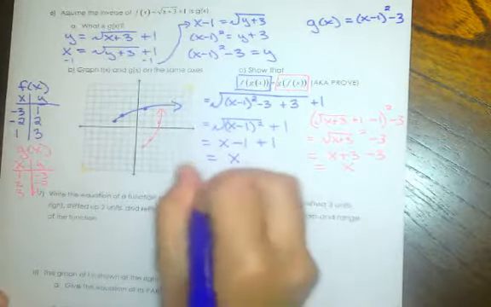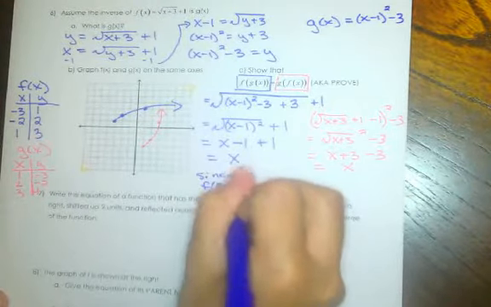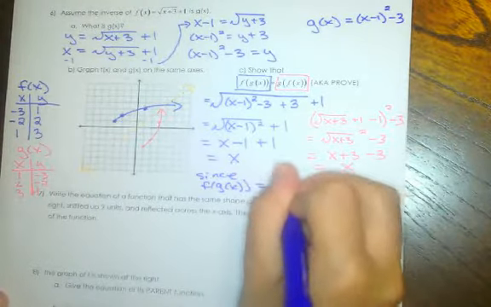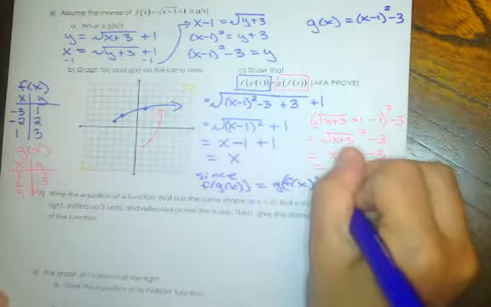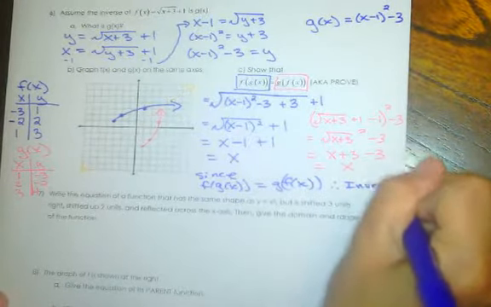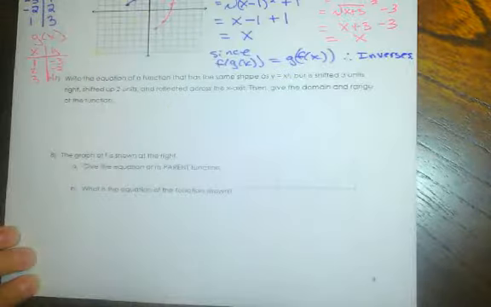So you could say, since f of g of x equals g of f of x, they are inverses. Therefore, inverses. Okay? So that's how you find the inverses on that one.